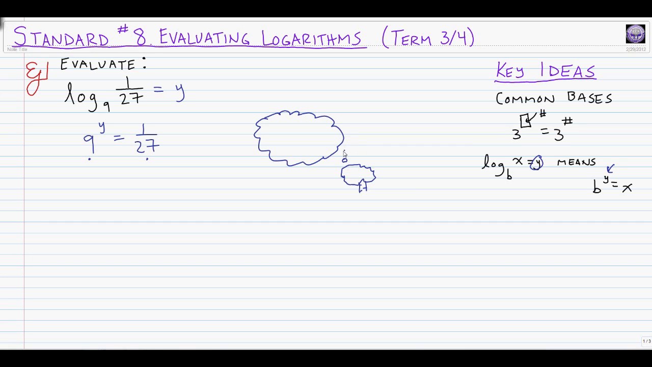So what you're kind of thinking in your brain is, oh, 9 is just 3 squared.